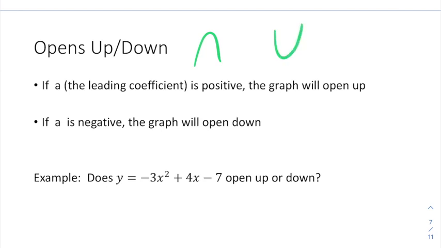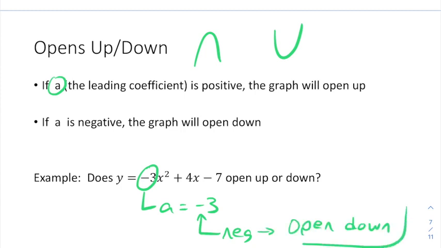And this all has to do with a, the leading coefficient. If it's positive, the graph will open up. If it's negative, it'll open down. So we're asked, is this equation going to open up or down? Here's our a, negative 3. And since that's negative, we're going to open down. It's as simple as that. Positive leading coefficients mean open up. Negative leading coefficients mean open down.